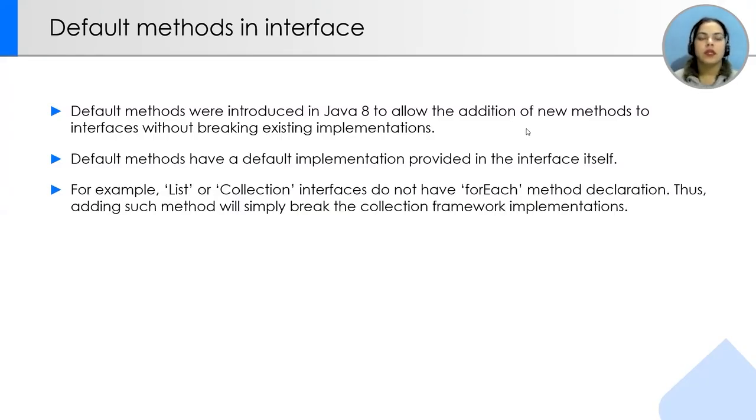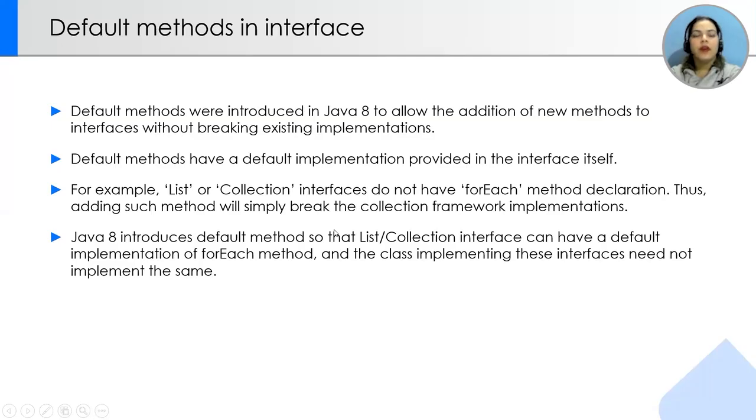Let's understand this term with the help of an example. For example, the List or Collection interfaces do not have a forEach method declaration. Adding such a method would simply break the collection framework implementation. So Java 8 introduced default methods so that the List and Collection interfaces can have a default implementation for forEach, and the classes implementing these interfaces need not provide the implementation of that same method.